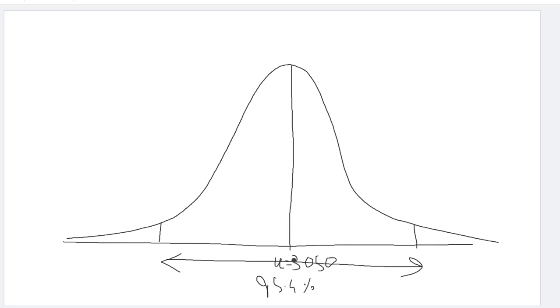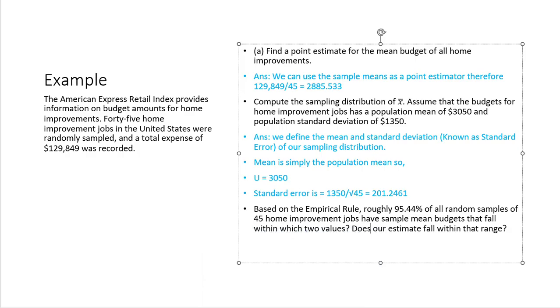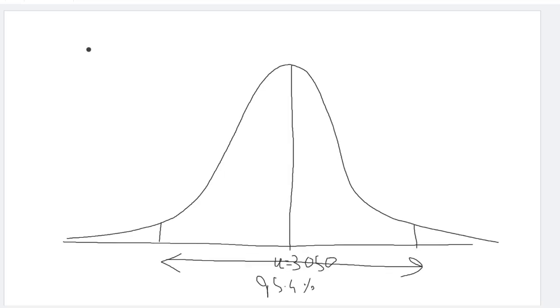So that means within two standard deviations of 3050 is what the endpoints, or what these two values are going to be, and that is what we're being asked for. So the first thing is we need to know our standard deviation, right? Again, don't make the mistake of using the population standard deviation. We're talking about the sampling distribution standard deviation, which is this over root 45.